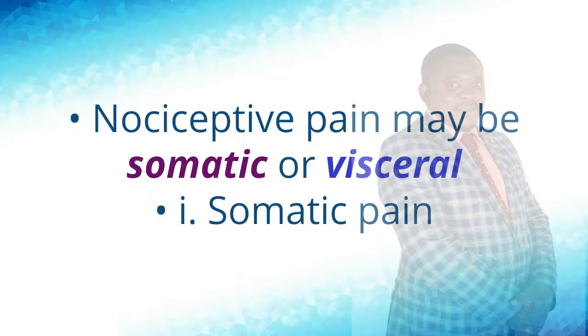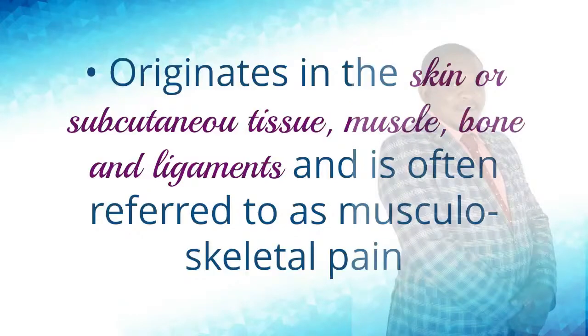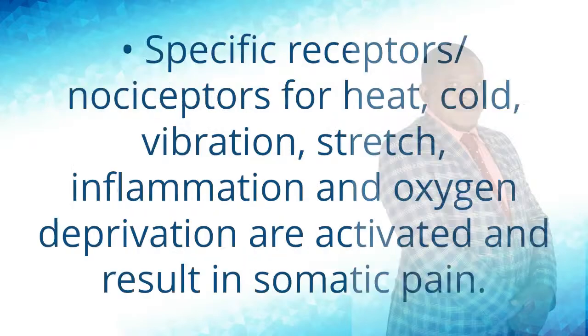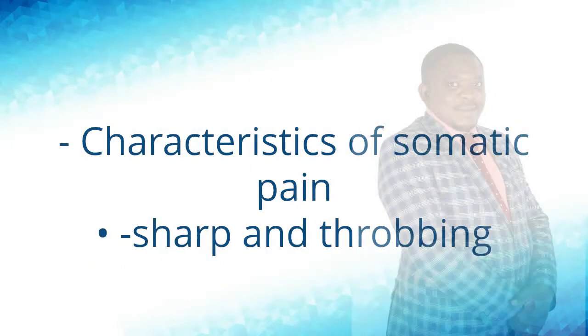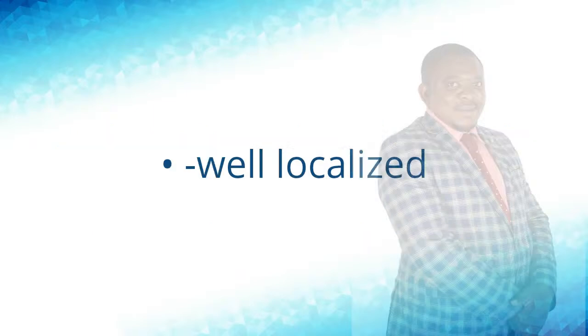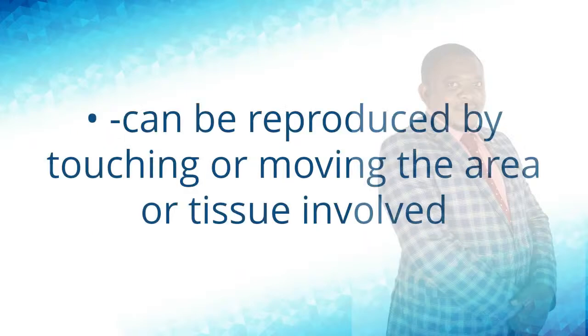Nociceptive pain may be somatic or visceral. Somatic pain originates in the skin or subcutaneous tissue, muscle, bone and ligaments, and is often referred to as musculoskeletal pain. Specific receptors: nociceptors for heat, cold, vibration, stretch, inflammation and oxygen deprivation are activated and result in somatic pain. Characteristics of somatic pain: sharp and throbbing. Well localized. Can be reproduced by touching or moving the area or tissue involved.